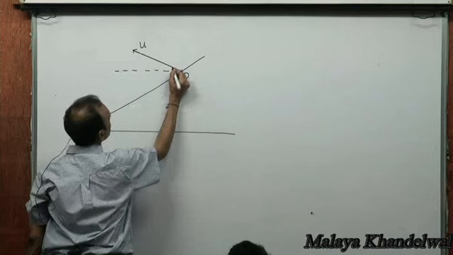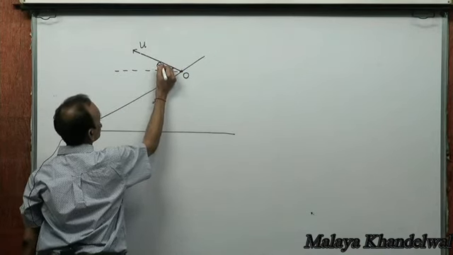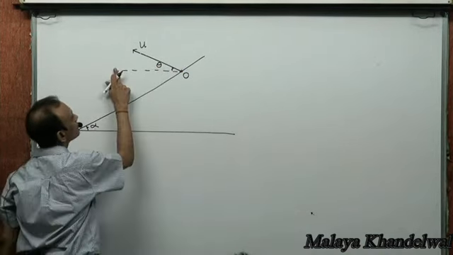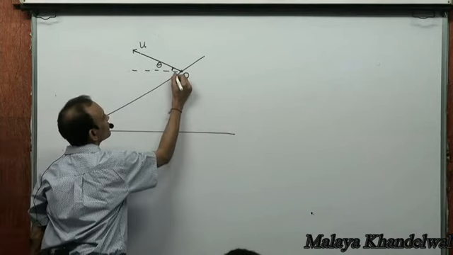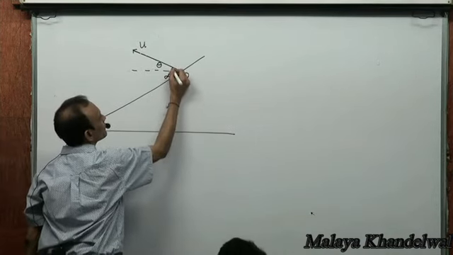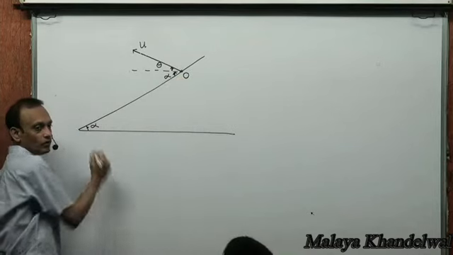That makes an angle theta with the horizontal. So obviously this angle will be alpha, alternate angles, right? This angle will be alpha, alternate angles.